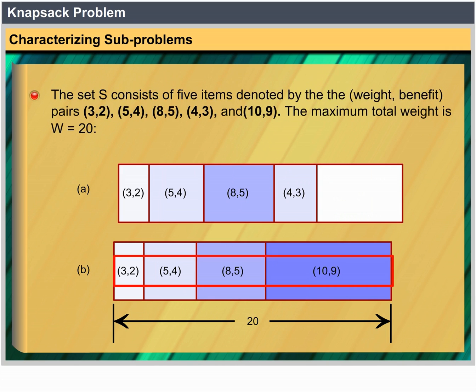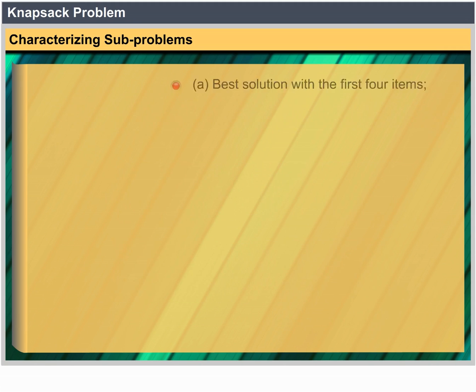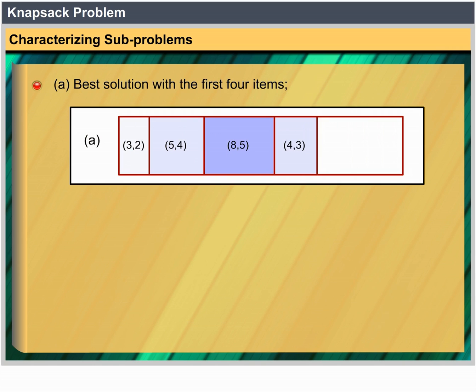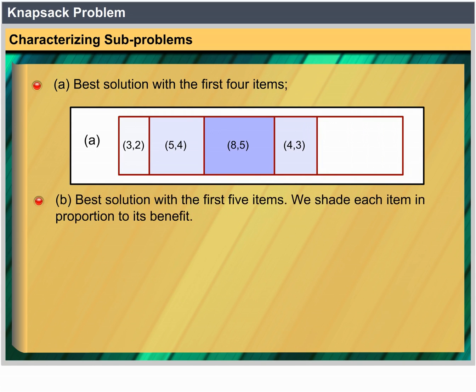The set S consists of 5 items denoted by the weight-benefit pairs (3, 2), (5, 4), (8, 5), (4, 3) and (10, 9). The maximum total weight W is equal to 20. A: the best solution with the first 4 items is shown in this figure. B: the best solution with the first 5 items, where we share each item in proportion to its benefit, is shown in this figure.